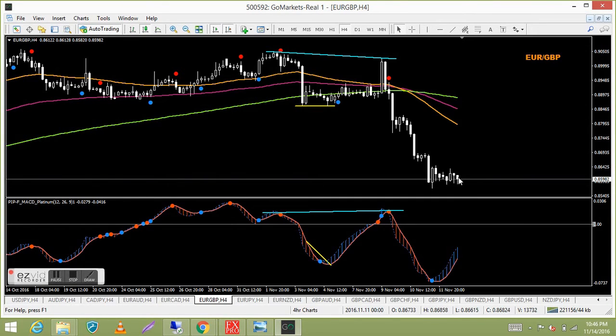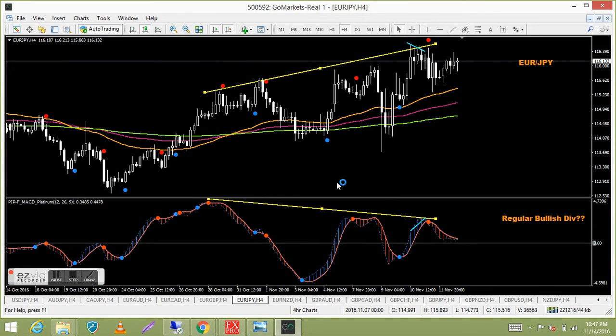So yeah, that's going down, but it's going sideways now. But look at the MACD Platinum, it's starting to head up, and yeah, I don't know. I think there possibly be some divergence down here. I'll have a look later, but at the moment nothing doing.